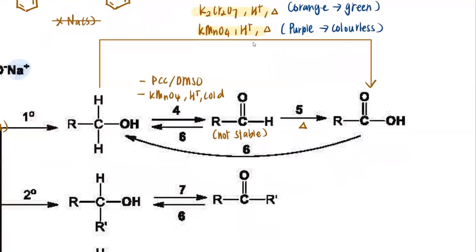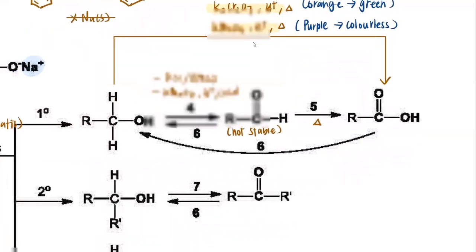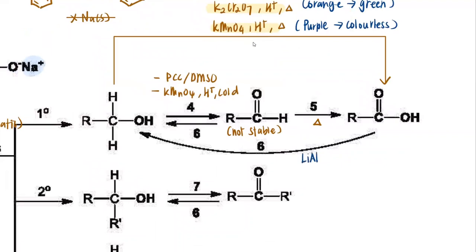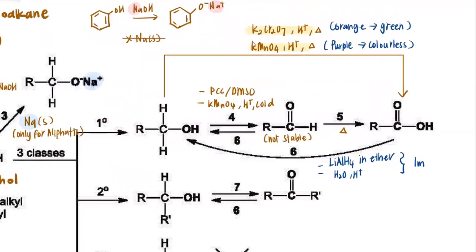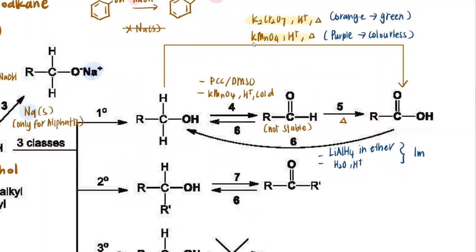Next we have number 5, done. Number 6 is a reduction process where you can simply use a stronger reducing agent, lithium aluminium hydride in ether, followed by acidic hydrolysis. Must come with these two, then only you get 1 mark. If you miss out the hydrolysis, you won't form your products, and you won't get your full marks, for sure. Okay, secondary alcohol.